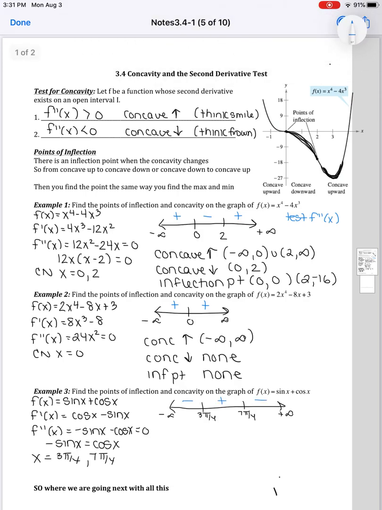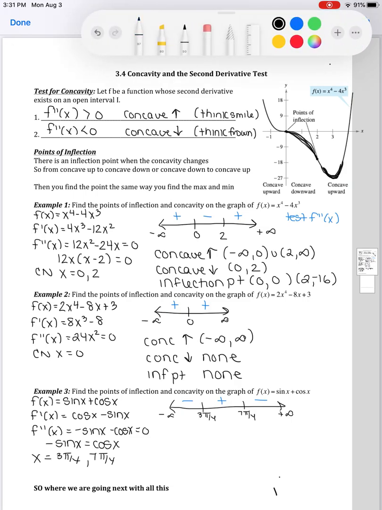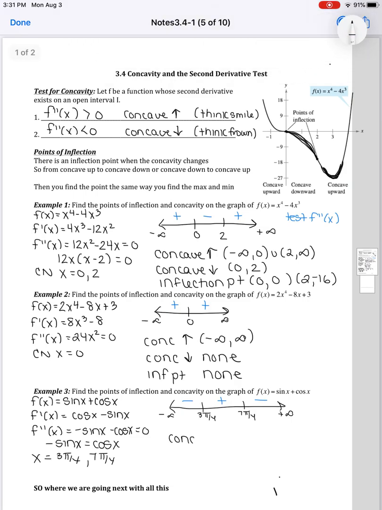And just as I said with the previous section, test the axes. Make it easier for yourself. And when you test, we should be getting negative, positive, and negative for our signs. So if we are talking concave up, we have the one interval in between from 3 pi over 4 to 7 pi over 4. Concave down, there's two intervals, negative infinity to 3 pi over 4 and 7 pi over 4 to positive infinity.